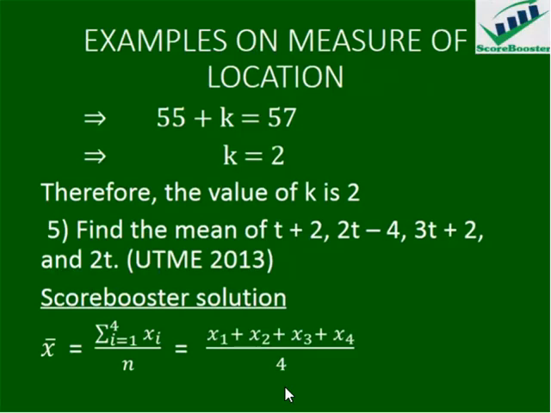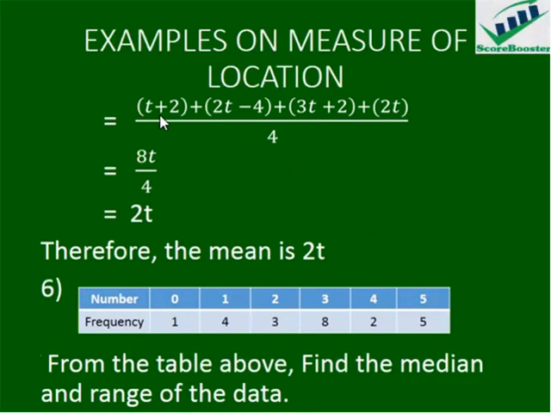So substitute that into the formula. We have t plus 2, plus 2t minus 4, plus 3t plus 2, plus 2t. If we evaluate all those, we have 8t divided by 4. And 8t divided by 4 is 2t. Therefore, the mean of the set of data is 2t. And that solves the question.